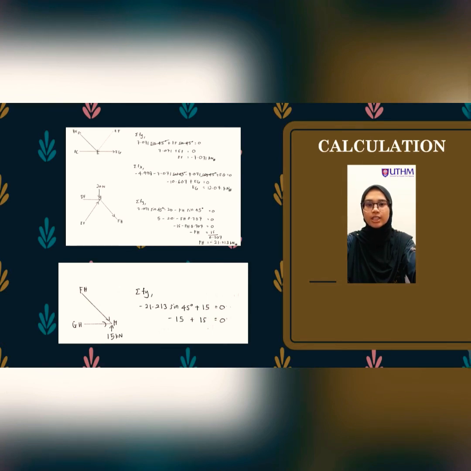For point F, we need to find the value of FH, which is 7.07 sin 45 minus 20 minus FH sin 45, and we solve, then we get 21.213 kilonewton. Last, for the point H, we need to check whether we get the same reaction or not. So negative 21.213 sin 45, which is from the value FH, plus 15, and we get the same direction. So that's all from me, and I will pass to the next presenter.